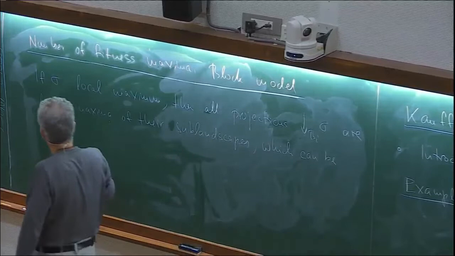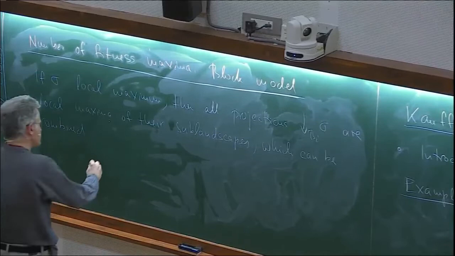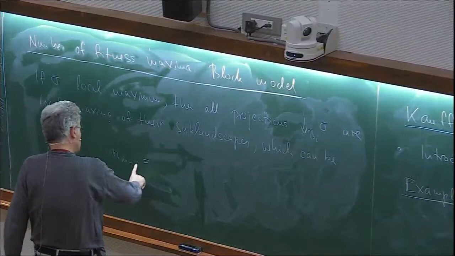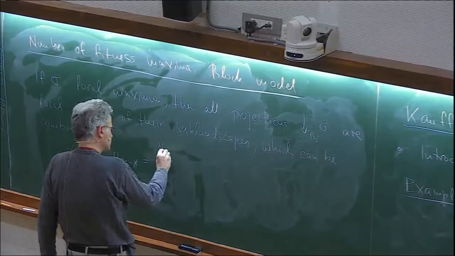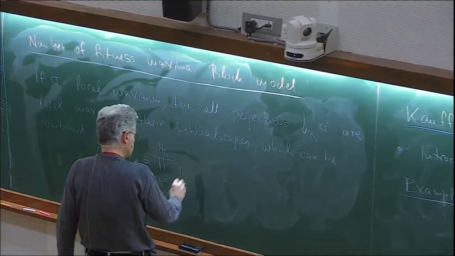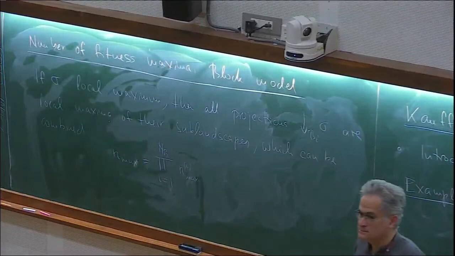Just pick one local maximum from the first sublandscape, another one from the second, and so on. So it follows that the number of maxima, and this is, again, this problem 5, so the total number of maxima is just the product over the blocks of the number of maxima within each block. Okay. Is that clear?